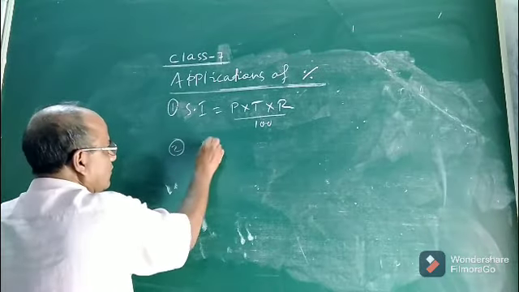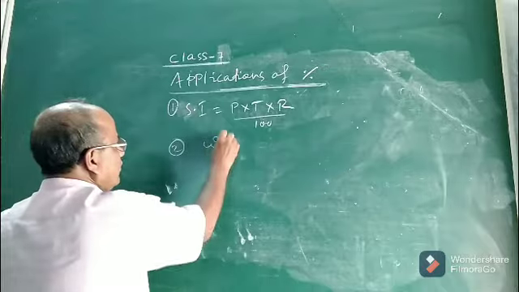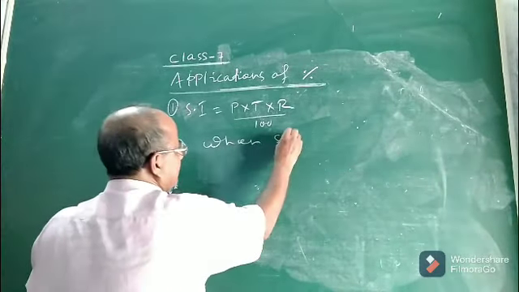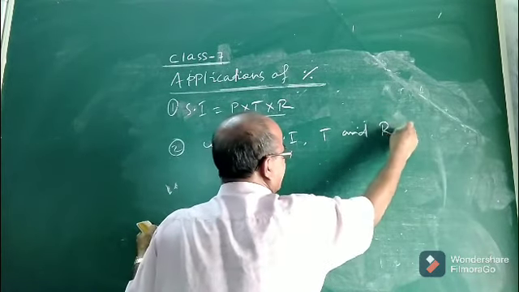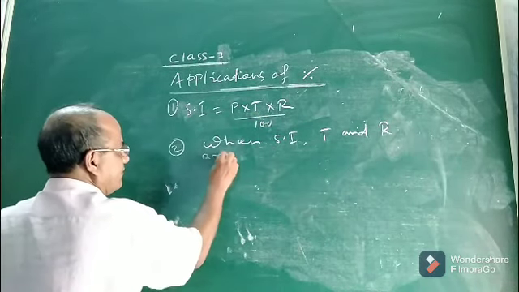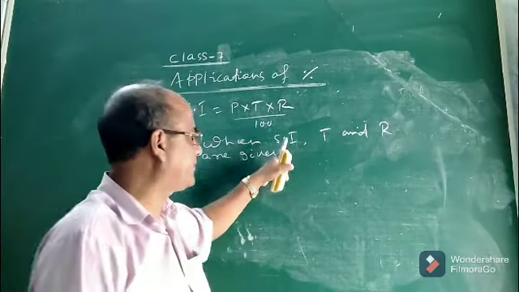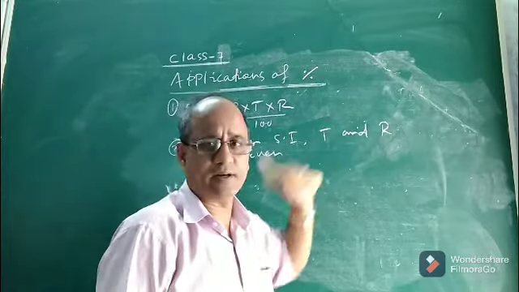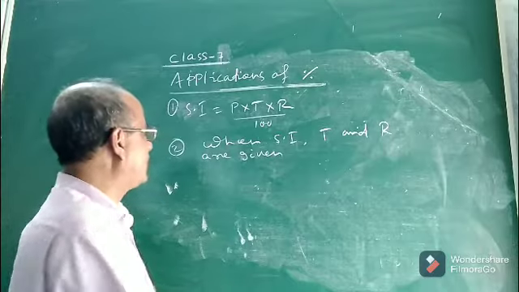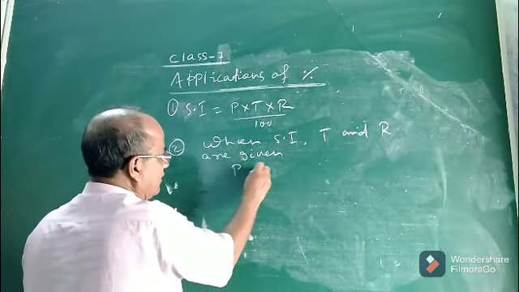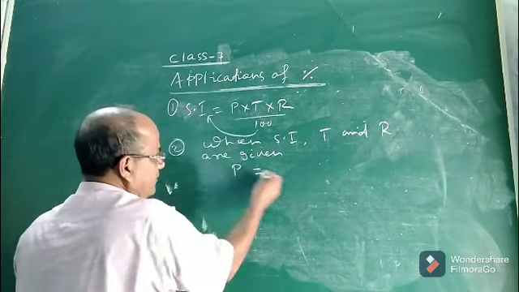Now, what will be the formula for P? Suppose in a particular question, you are given the value of simple interest, time period and rate of interest. How will you calculate the principal? To calculate principal, this 100 you take to the left hand side. Here it is divided, so it will be multiplied.